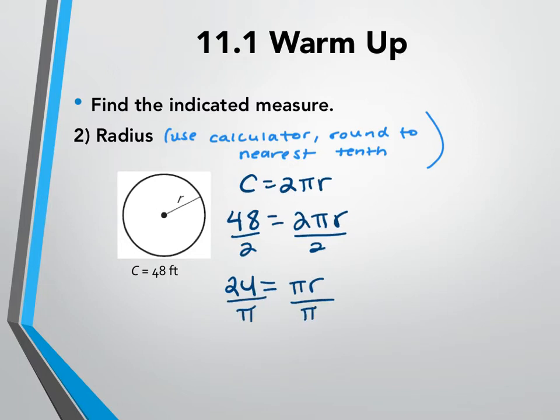If it said to leave it in terms of pi, it would actually be 24 over pi, but because I said use your calculator, you're going to divide 24 by pi, using the pi button on your calculator, and I get r equals 7.63, or 7.6. Easy stuff, right?